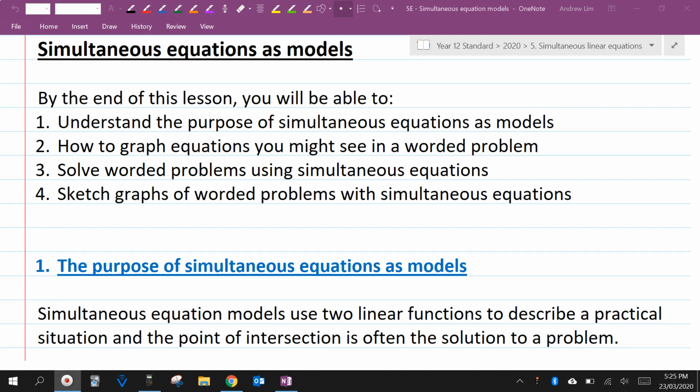In this video, we are going to be looking at simultaneous equations as models. So by the end of this lesson, you'll be able to do these four things: understand the purpose of simultaneous equations as models, how to graph equations you might see in a worded problem, solve worded problems using simultaneous equations, and sketch the graphs of worded problems. So let's have a look at the first one.